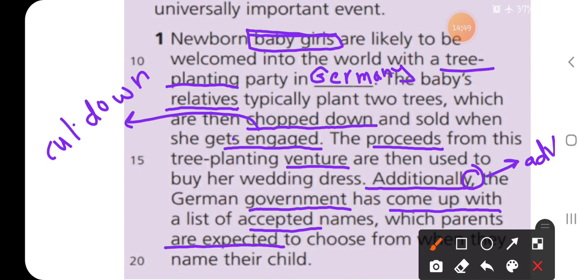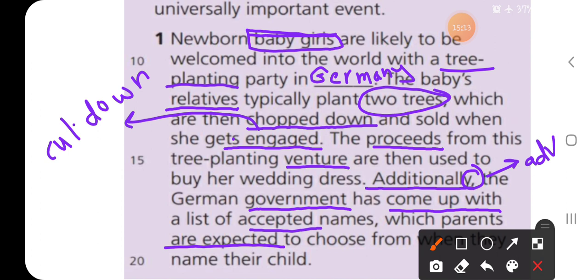Okay. The baby's relatives typically plant 2 trees. Only 2 trees. So how many trees do the relatives plant for the newborn baby girl?